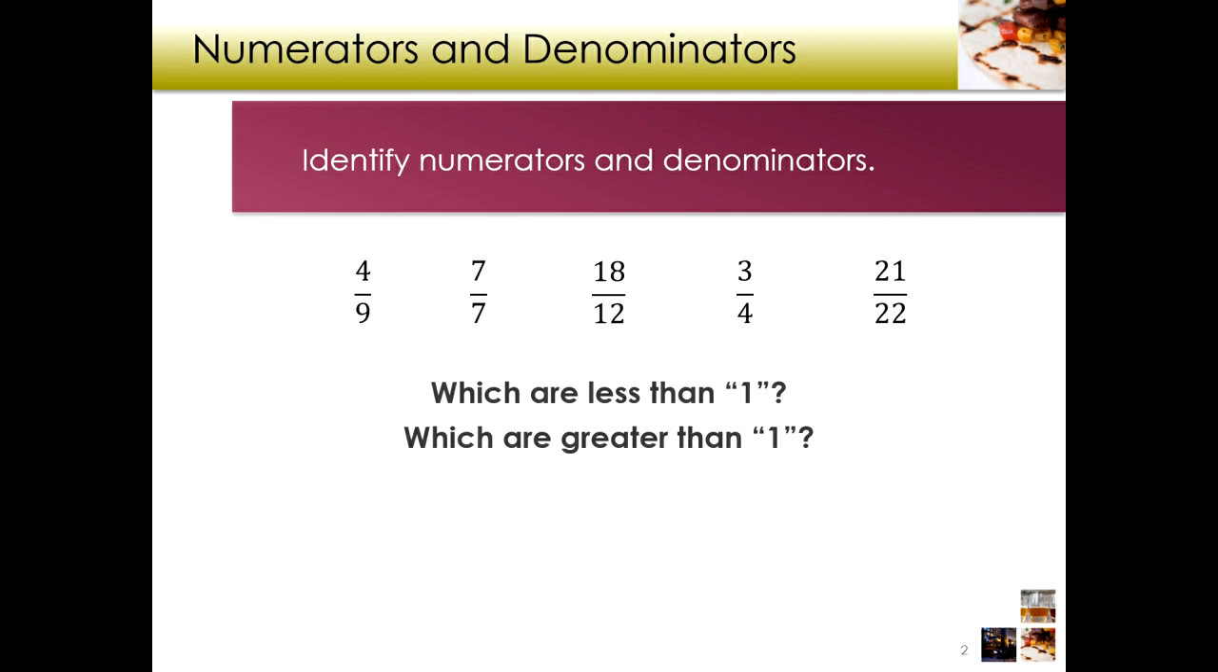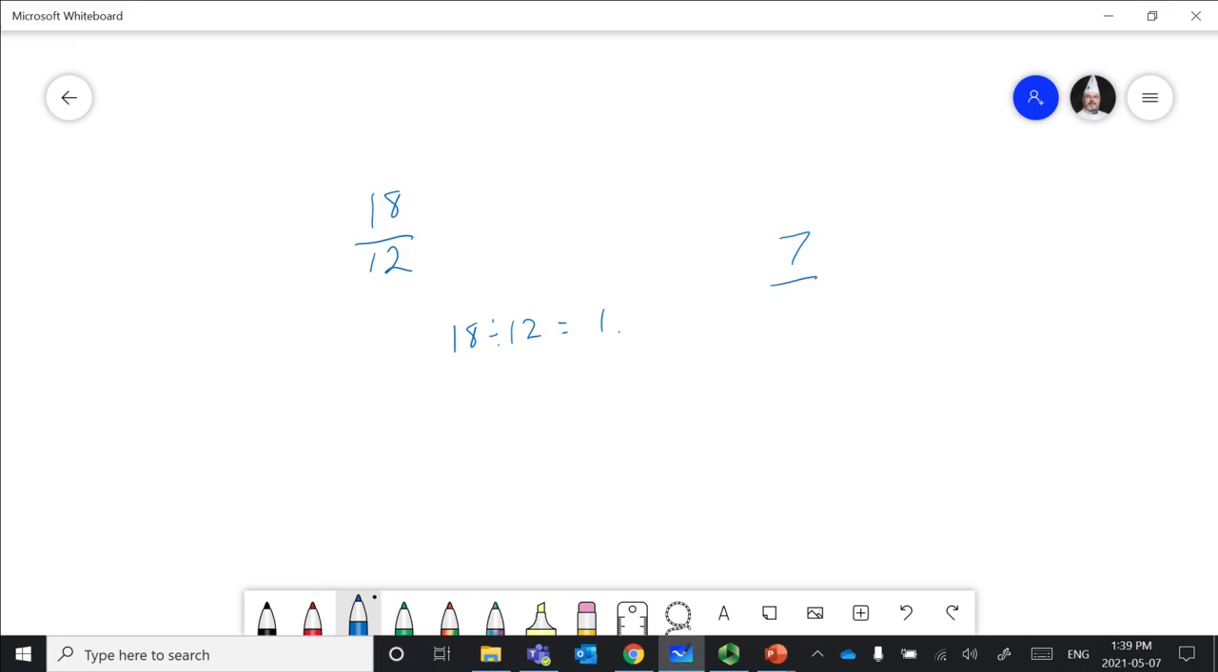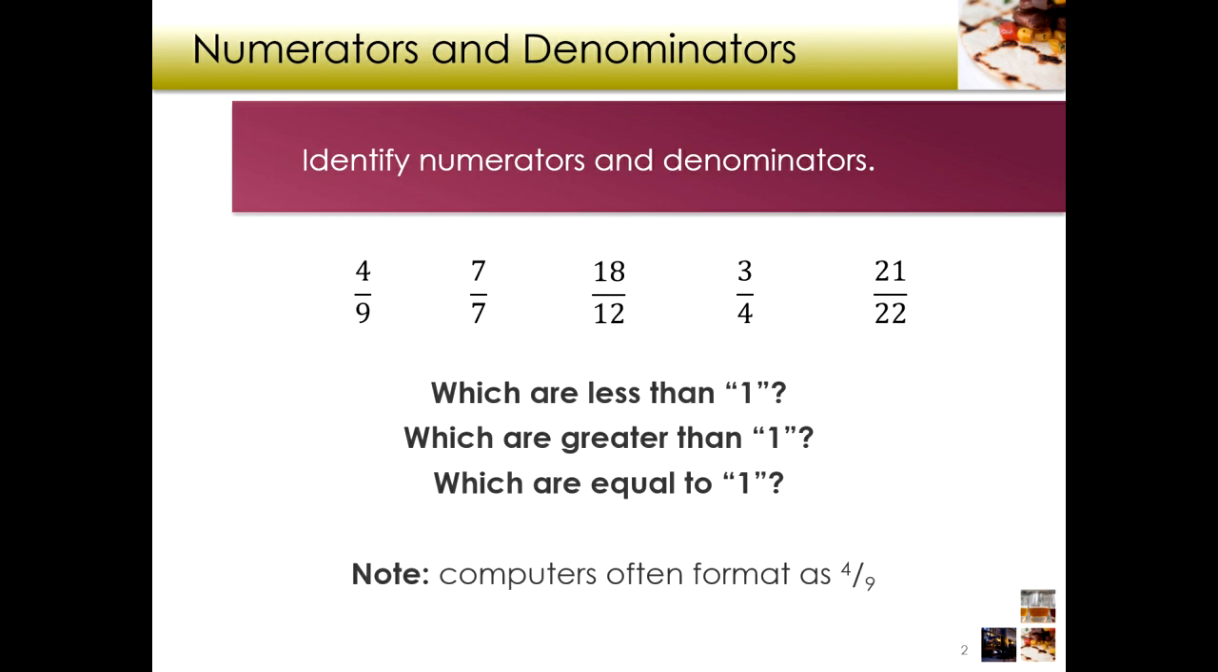So next question is which ones are equal to 1? Well, that's the 7 out of 7, right? Any number divided by itself equals 1. 7 divided by 7 is going to give us 1, right? And just because our fractions are right on top of each other, if they're written beside, sort of on a slide like that, that's just so you can see that on a computer, to fit on one line, right?